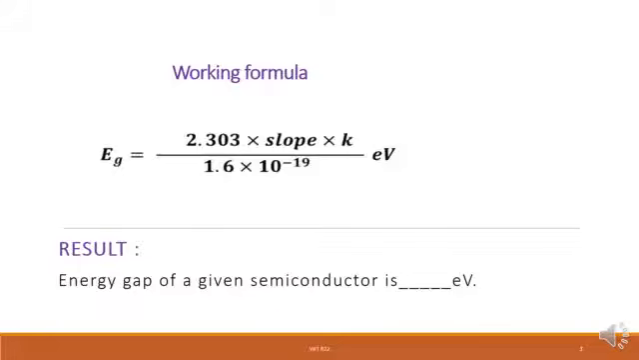Finally, after we get the slope value, we use the formula 2.303 into slope into k divided by 1.6 into 10 to the power of minus 19. Now we substitute the slope value and k value. We get the energy gap value is around 0.7 electron volts. Why? Because here we consider a germanium diode. At last we write the result here. The energy gap of the given semiconductor is around 0.7 electron volts. Thank you.